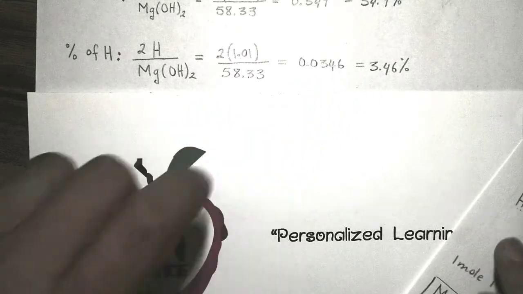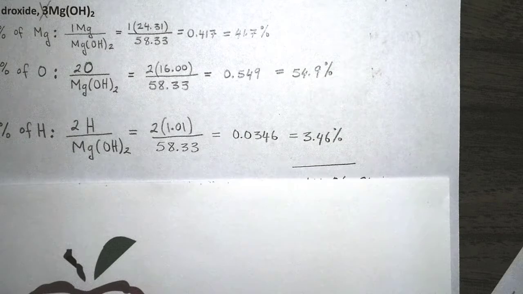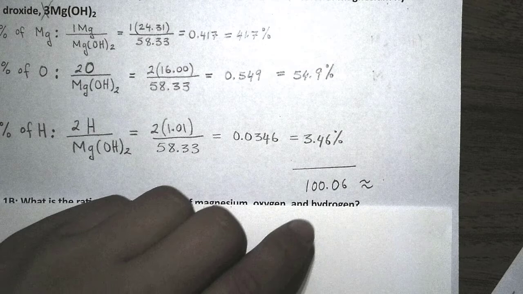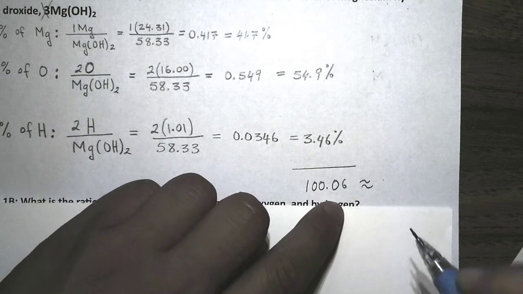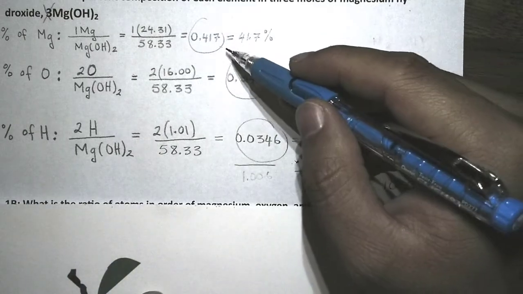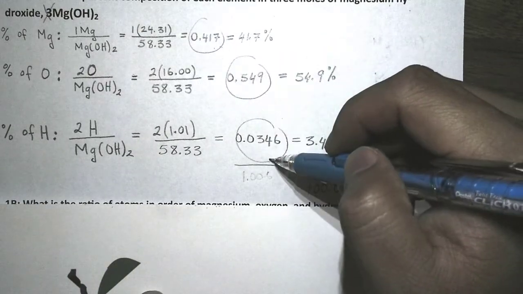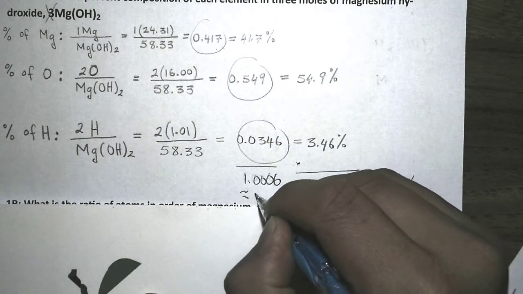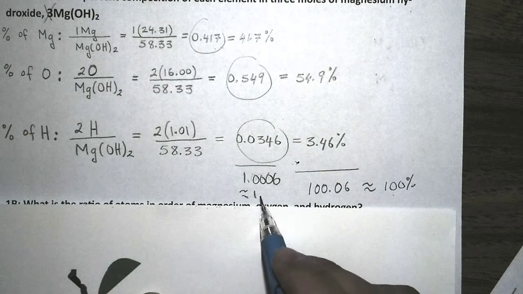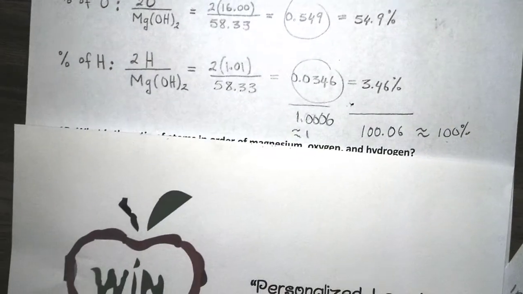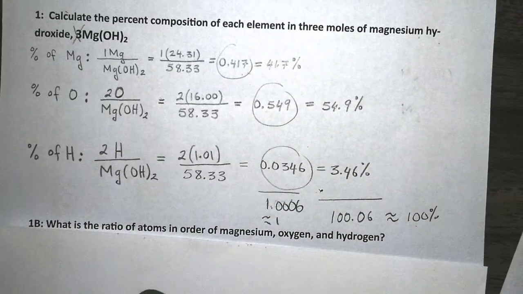3.46%. And if we add all the percentages together, guess what's going to happen? It's going to equal about 100. In this case, it's equal to 100.06, which is very close to 100%. And if we look at the relative number of 1, if we add them all together, that would give us 1.006, which is very close to 1. See how the relative number is out of 1, in this case percentage is out of 100. And that's how we calculate percent composition for each element in a compound.